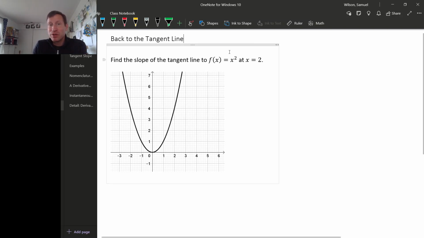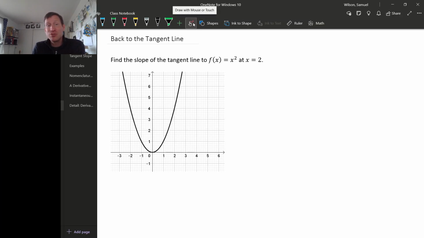Now that we have a pretty solid understanding of our limit machinery, we can come back to the problem that caused us to come up with limits in the first place, which is finding the slope of a tangent line. So let's find the slope of the line tangent to f of x equals x squared at x equals 2. That's going to be right here, and you can see the tangent line is going to look something like this.